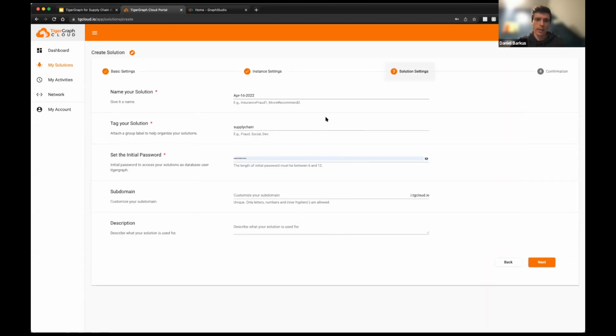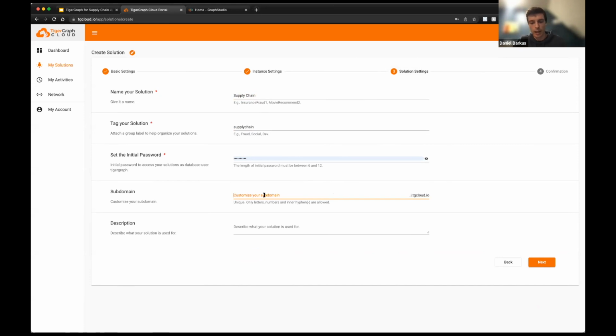And then from there, you'll just set up your instance where you could call it something like supply chain. And then you can just give it a password. The default username is TigerGraph, and the default password is also TigerGraph, all lowercase. So that's just what I'm going to leave mine as for the sake of this example.